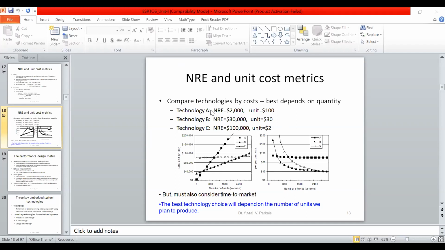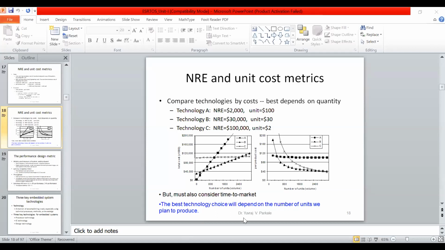If you go through this calculation, you will come to the conclusion that the best technology choice depends on the number of units we have planned to produce. That means the selection is directly dependent on the number of units we will produce. Why is this so? Because as you increase the number of units, the per product cost goes on decreasing.